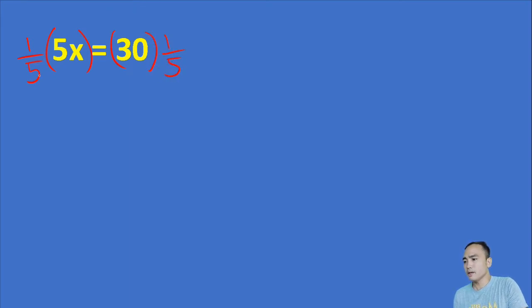Because 1/5 times 5 is 1 or just x. Then 30 times 1 is 30, divided by 5 is 6. So the value of x is equal to 6.